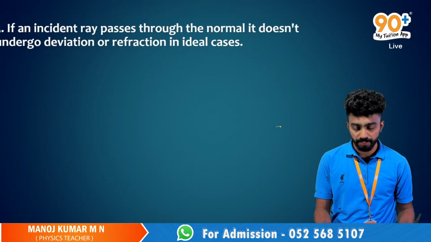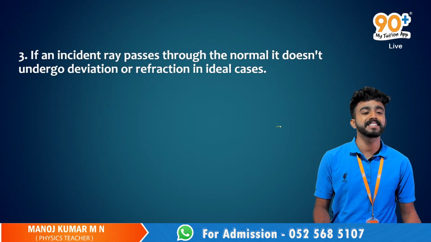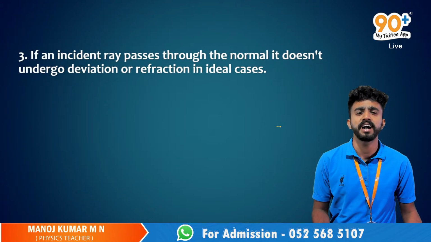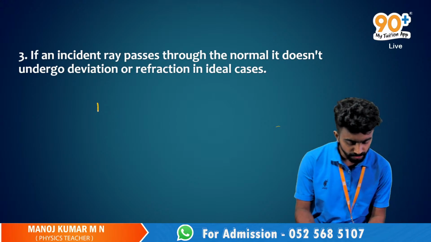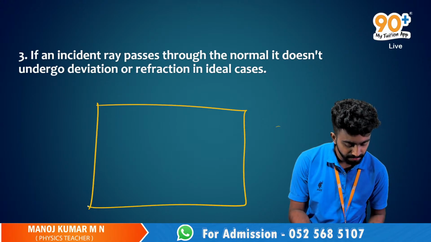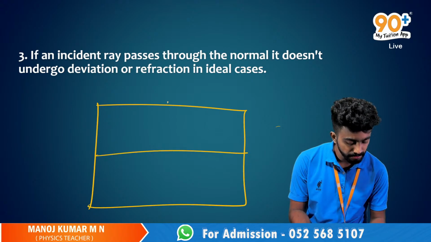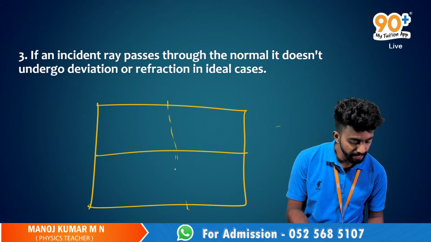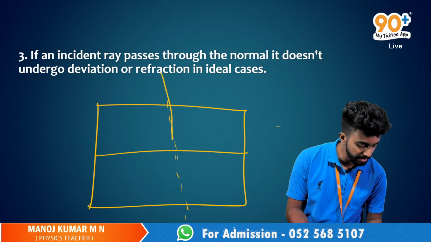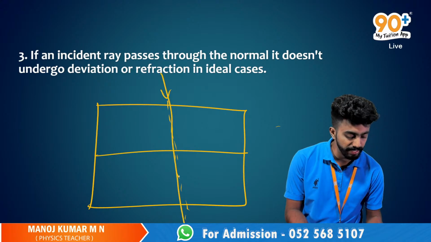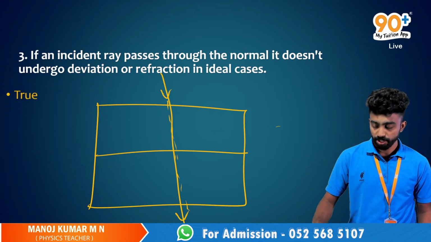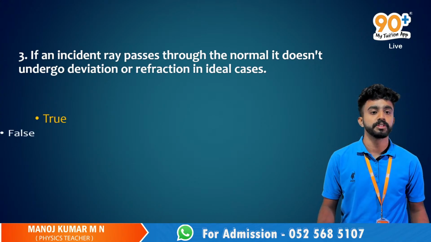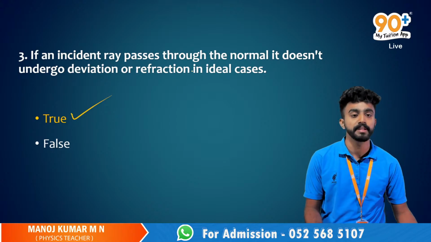Now, next question. If an incident ray passes through the normal, it doesn't undergo deviation or refraction in ideal cases. What will happen if we have two mediums and the incident ray incidents directly towards the normal? Will it undergo any deviation? Will it undergo refraction? No, right? So the statement is true. It's not false. The statement is true.